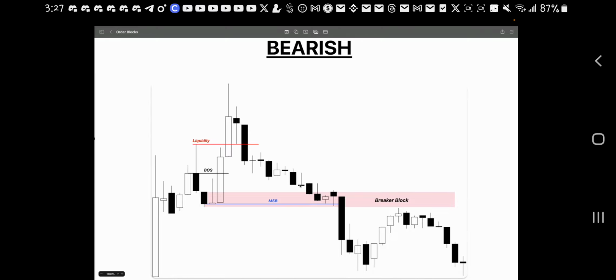Price comes all the way back down, it holds, the block looks bullish, and all of a sudden, we break down through it. We get a market structure break, MSB. This was the previous market structure level. That was the previous swing low. After this breakdown, this now becomes a breaker block, because it was previously a bullish order block, it is now a bearish breaker block. Price comes back up to it.